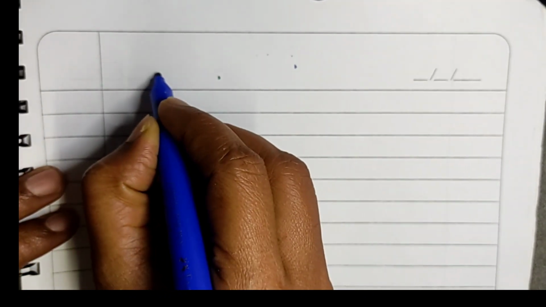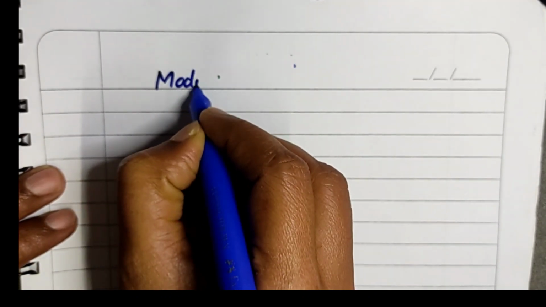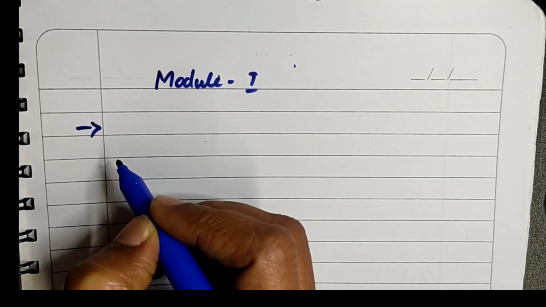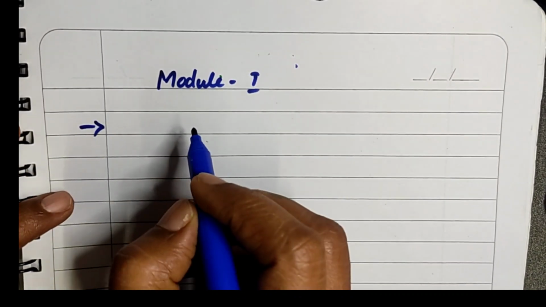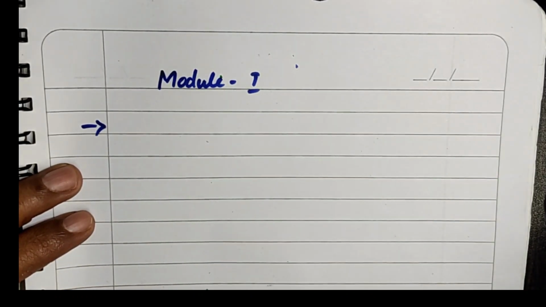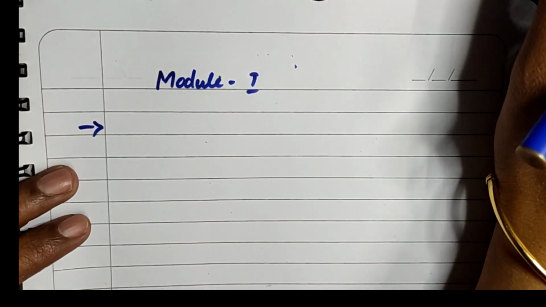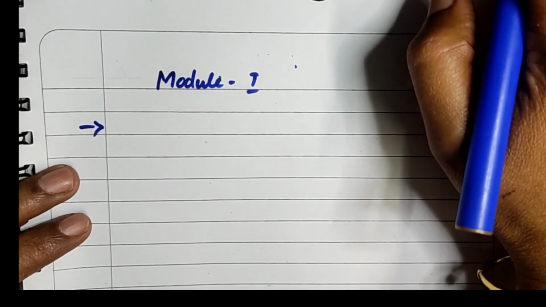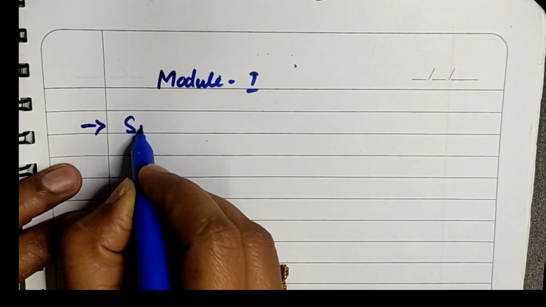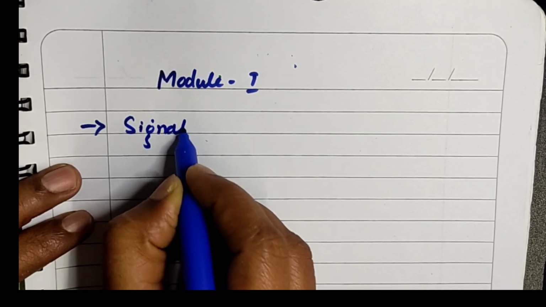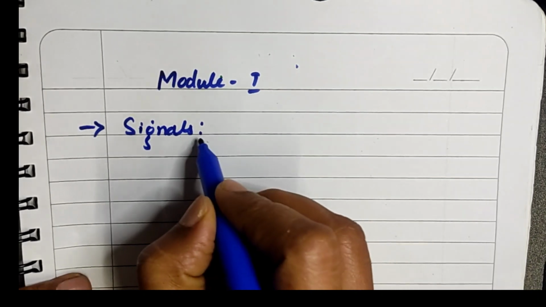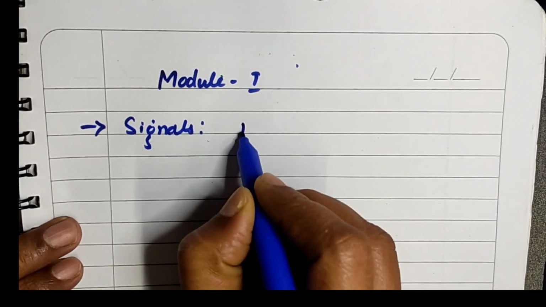Module 1 in DSP has few contents, and it is easy compared to all other modules. The first module consists mainly of signals. We have already discussed this, and in signals we have types of signals.